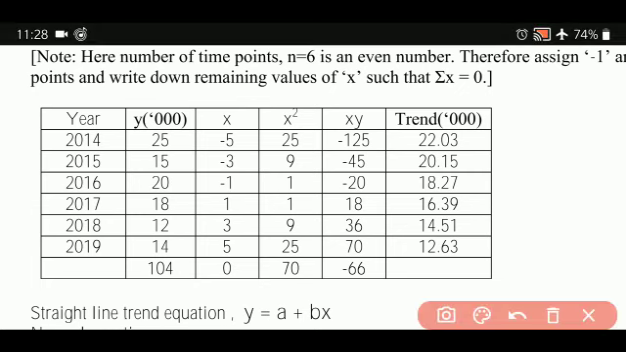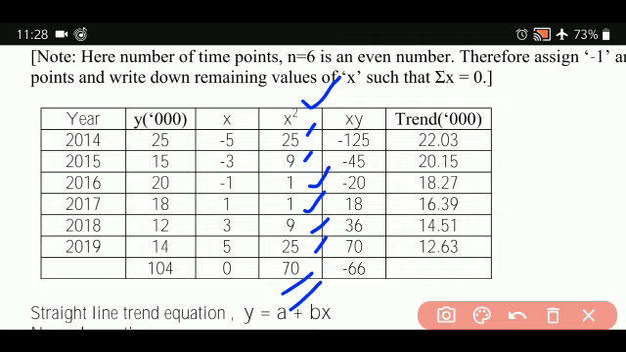The next step, based on the normal equations, is that we have to make the columns. This is our x square. -5 into -5 is going to be 25. -3 into -3 is going to be 9. -1 into -1 is going to be 1. Then the same thing, 1, 9, 25, and the total summation x square is going to be 70.